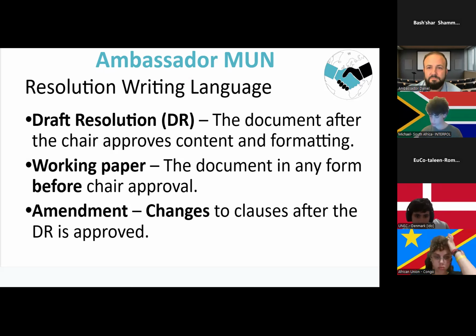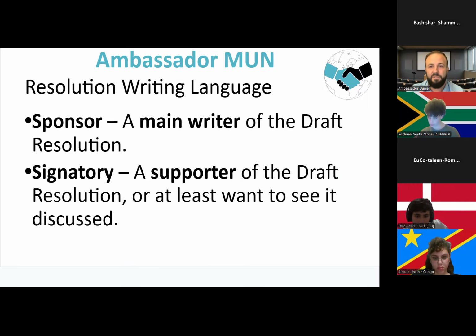Resolution writing language. Draft resolution, DR, the document after the chair approves content and formatting. Working paper, the document in any form before chair approval. Amendment, change to clause after the DR is approved. Very good. Draft resolution after the chair approves. Working paper before, after the chair approves. You need to vote to make changes. Amendment is changes after it's approved.